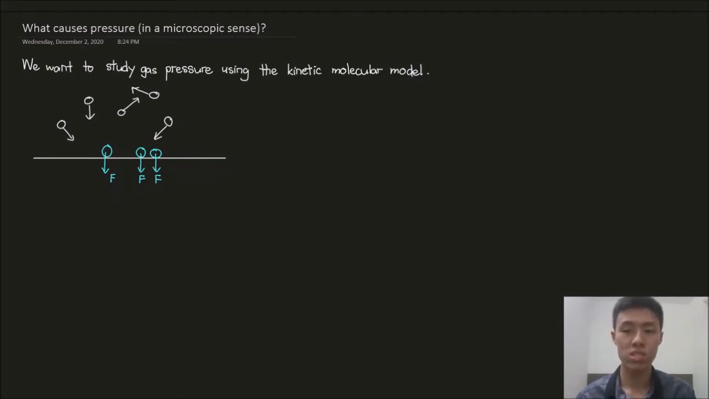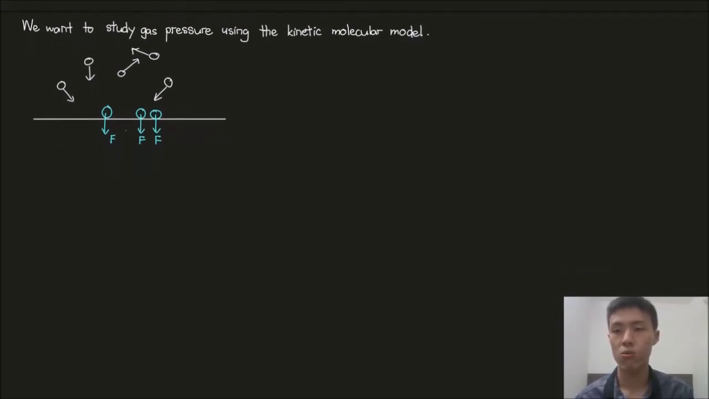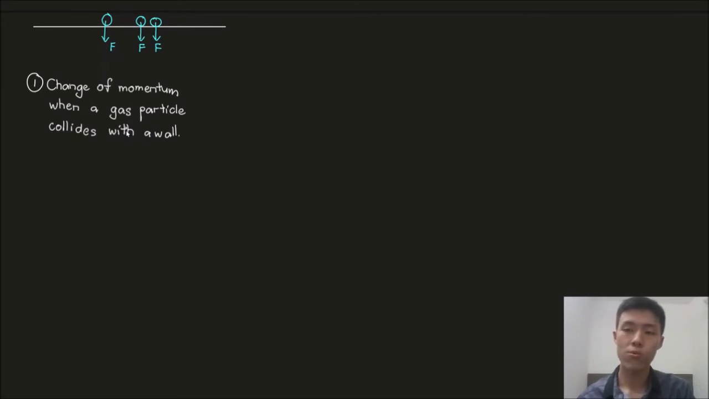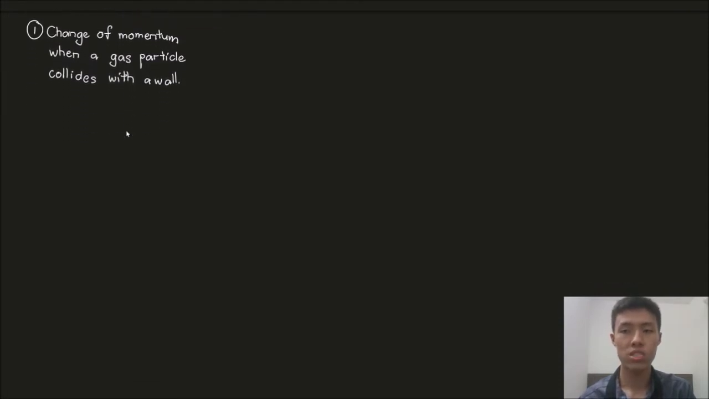Since we want to talk about momentum first, our first step will be to find the momentum. Let me write it down first. We want to find the change of momentum. So how are we going to find this change of momentum when a gas particle collides with the wall? We are going to recall our impulse momentum theorem. Let me draw a simple diagram to illustrate this.